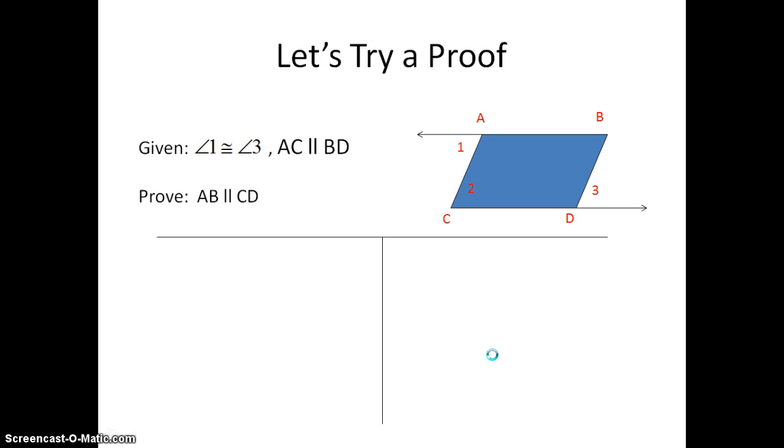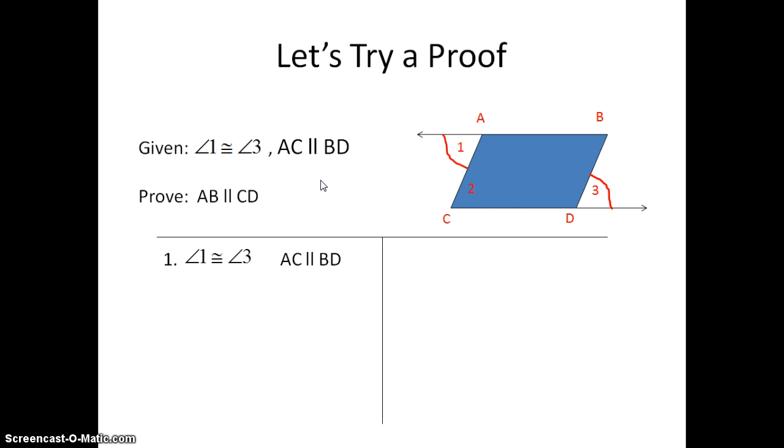Now let's try a proof to put this all together. I promise I'm going to go step by step with you, and we're going to keep practicing proofs, so don't be scared. Alright, so in my proof I give you that angle 1 and angle 3 are congruent, so I'm going to mark that in my picture. And I also tell you that AC and BD are parallel. So those are my parallel lines in the picture. I need to prove that AB is parallel to CD.